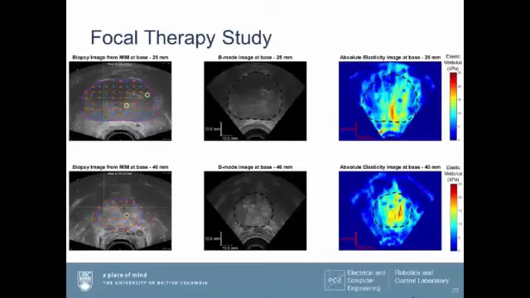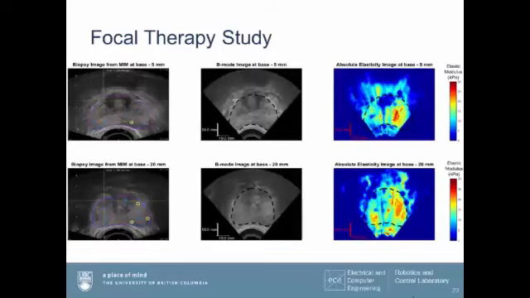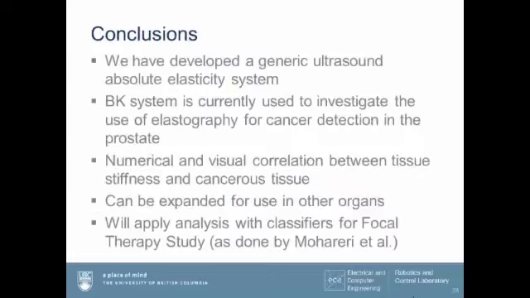So this is an example of one where, again, 2 slices in the same patient, and we have positively identified cancerous cores, and our elasticity maps show visual correlations between the two. And this is another example of another patient. Again, similarly, we have some visual correlation between cancer and our stiffness maps. This study is much newer. We haven't yet done it, but in future work, we'd do more of an analysis, like a classifier-based one, like we did with the prostatectomy study, to investigate correlations with cancer.